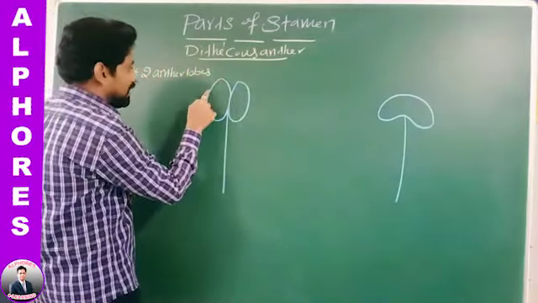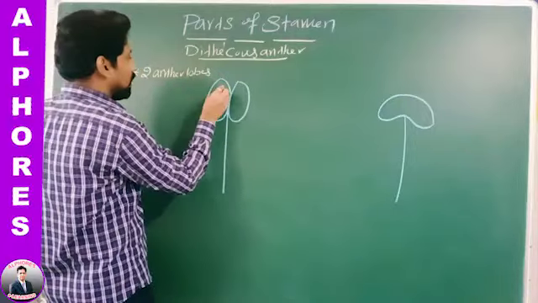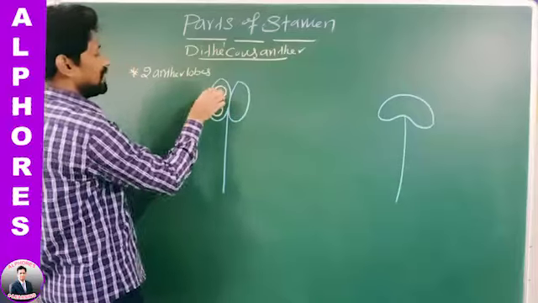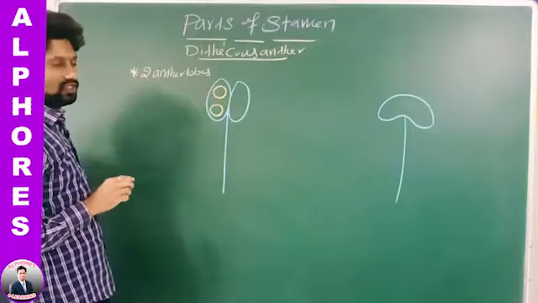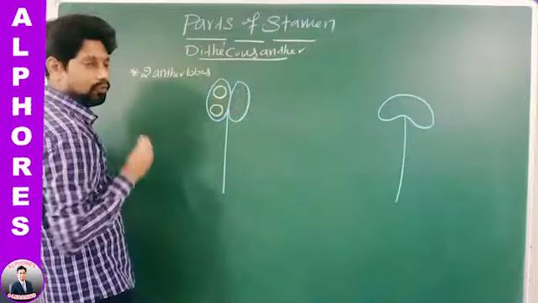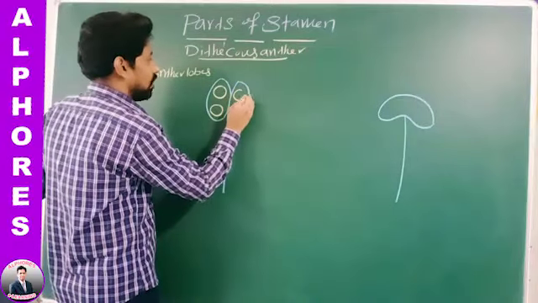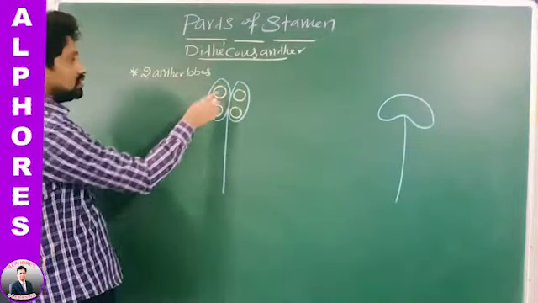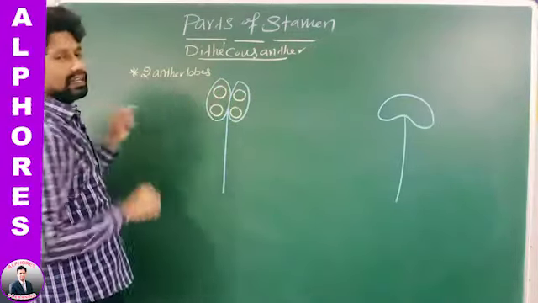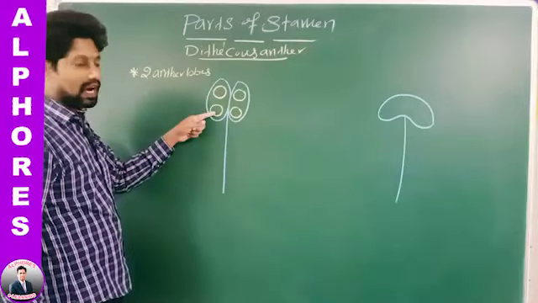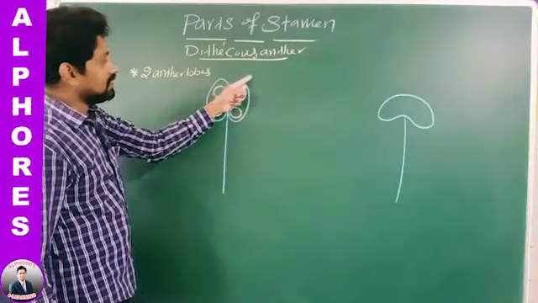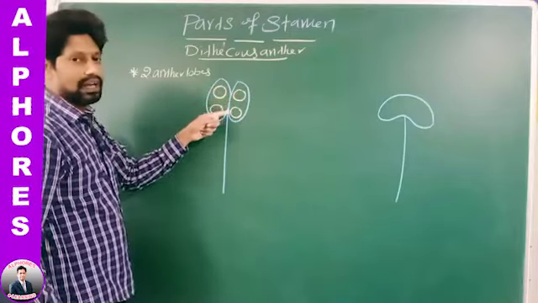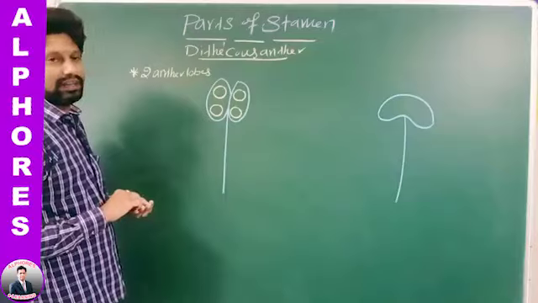Sir, this is one anther lobe, right? This anther lobe contains two microsporangia. This is a microsporangium. Sir, this is also an anther lobe. This anther lobe also contains how many microsporangia? Two microsporangia. Therefore, each anther lobe has two microsporangia. A dithecous anther has two anther lobes, so how many microsporangia? Four microsporangia.